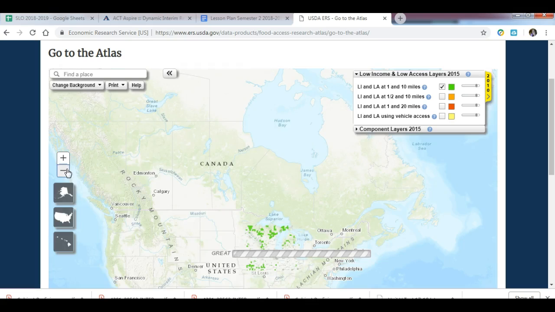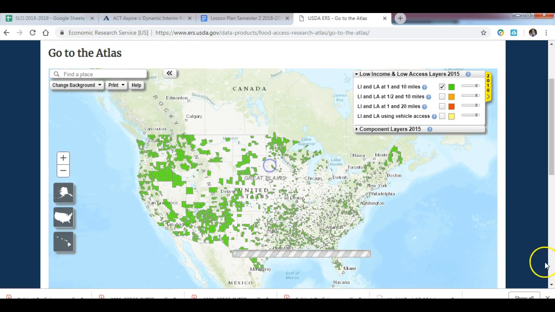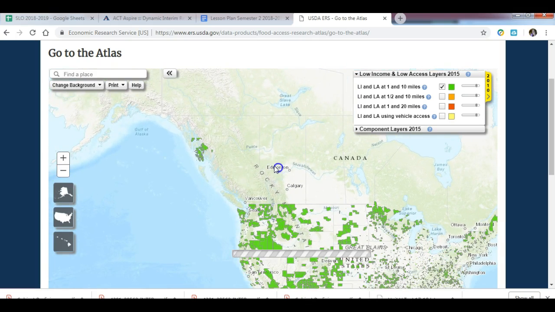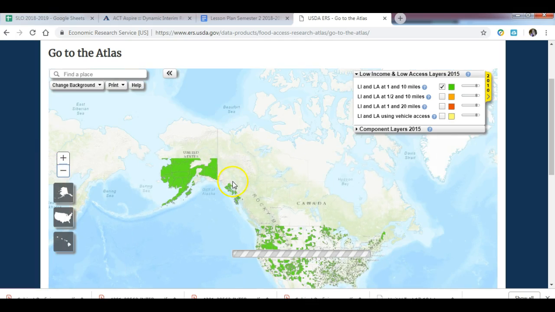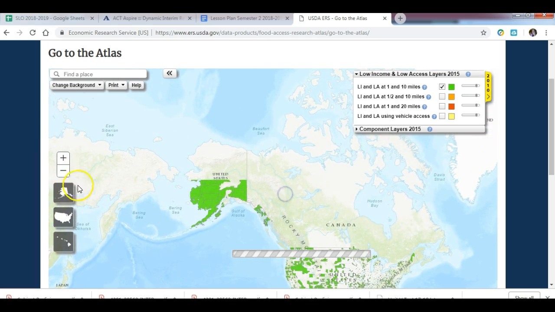If we zoom out to the US, where do we see a lot? Out in the West. Why? Because it's very sparsely populated, right? So there aren't a lot of cities, and so a lot of times you're going to have to drive a long way in order to get to that supermarket or that grocery store.